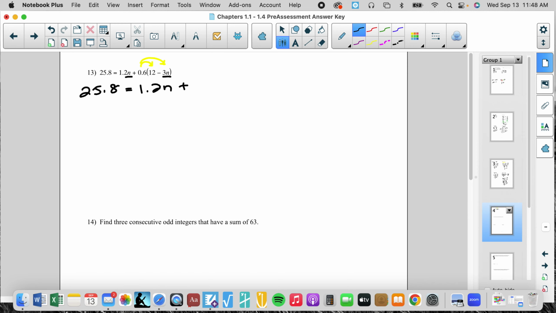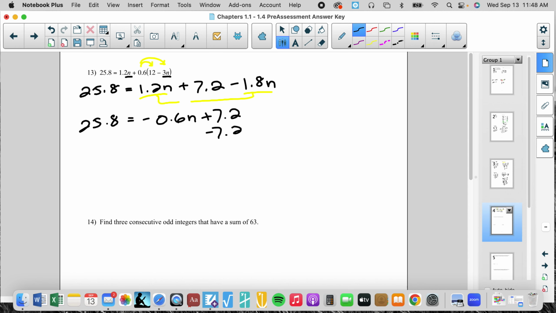So I'm going to multiply 0.6 times 12, which will give me 7.2. And then I'm going to distribute the 0.6 to negative 3n, which gives me negative 1.8n. Now I can combine like terms because Chewbacca's gone. I can combine these like terms because they're on the same side of the equal sign also. 25.8, 1.2n and negative 1.8n is negative 0.6n plus 7.2. I'm going to get rid of the 7.2.